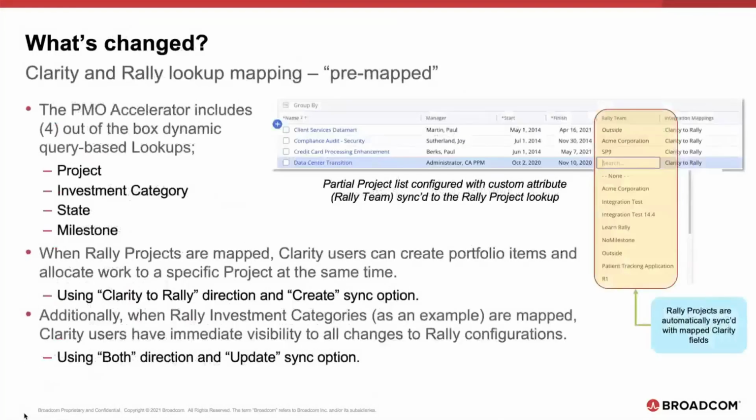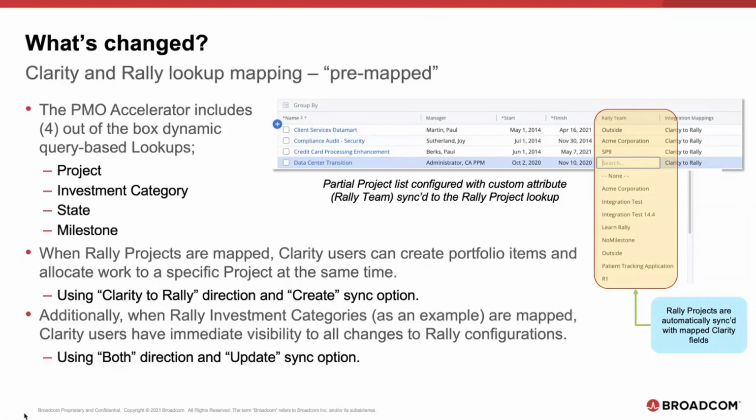So what's changed? In this release, the PMO Accelerator includes 4 dynamic query-based lookups. Specifically, they are, as I mentioned, the Rally projects, investment categories, states, and milestones. These are not seeded attributes, just the lookups. So you need to create a custom attribute that uses one of these seeded lookups. By using these lookups, data can be synced between the two systems without having to perform a lookup value mapping. I'll demonstrate both of these.